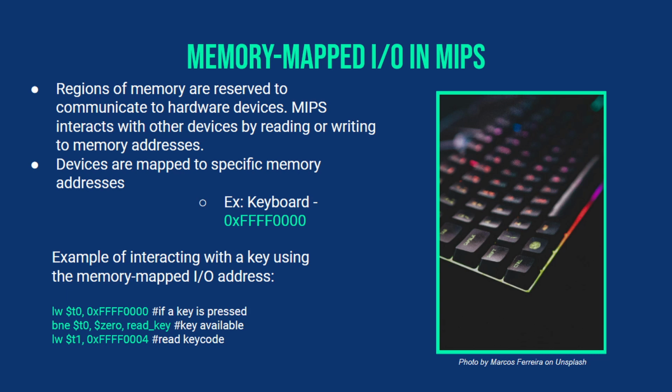So within our same topic, we have memory-mapped I/O and MIPS assembly. Regions of memory are reserved to communicate to hardware devices. MIPS interacts with other devices by reading or writing to memory addresses. Devices are mapped to specific memory addresses.